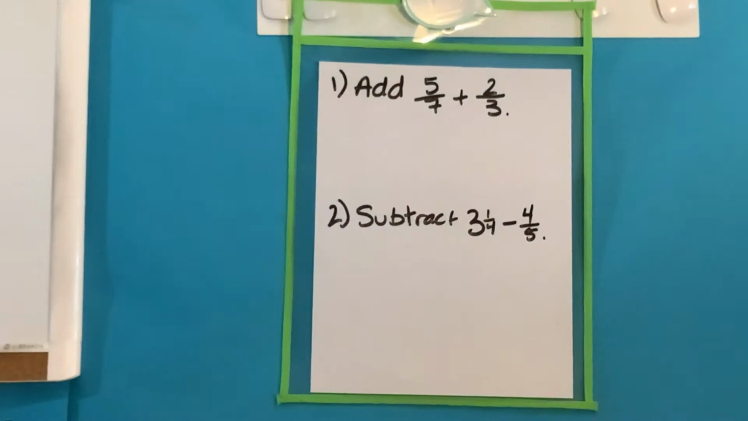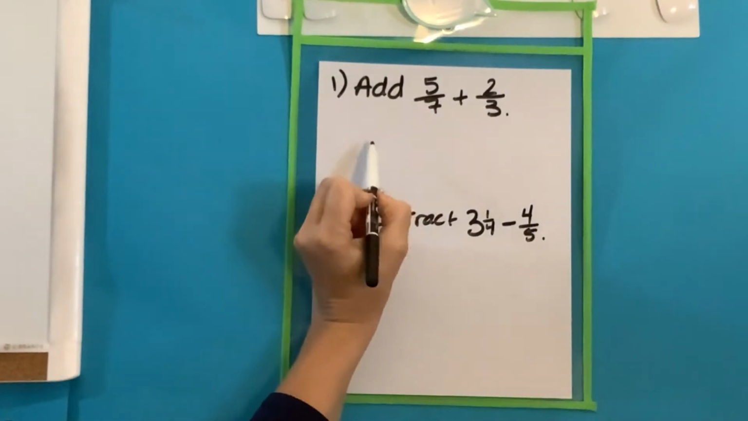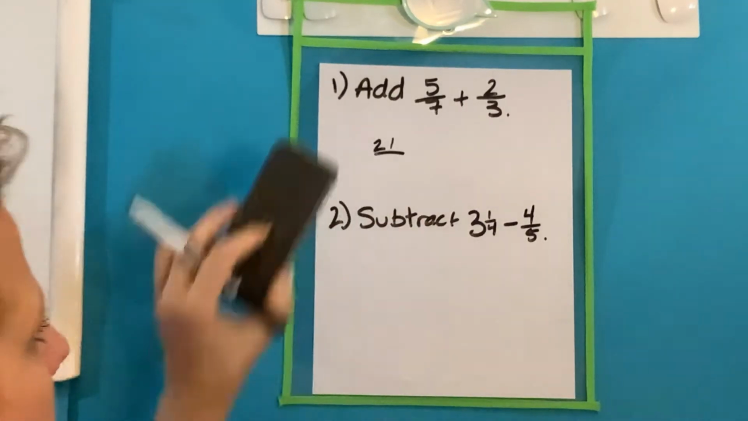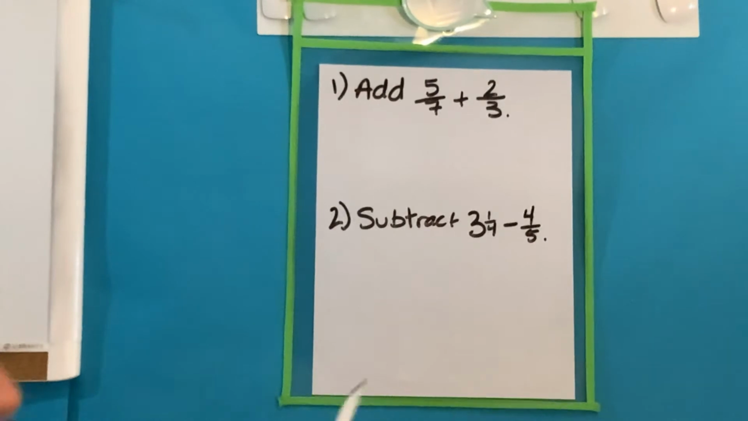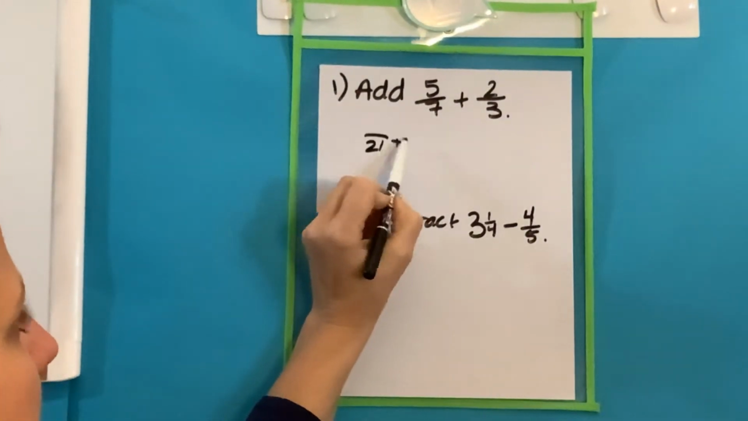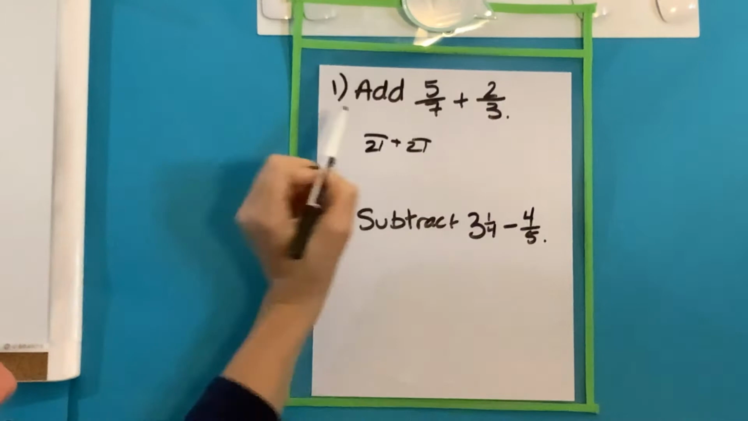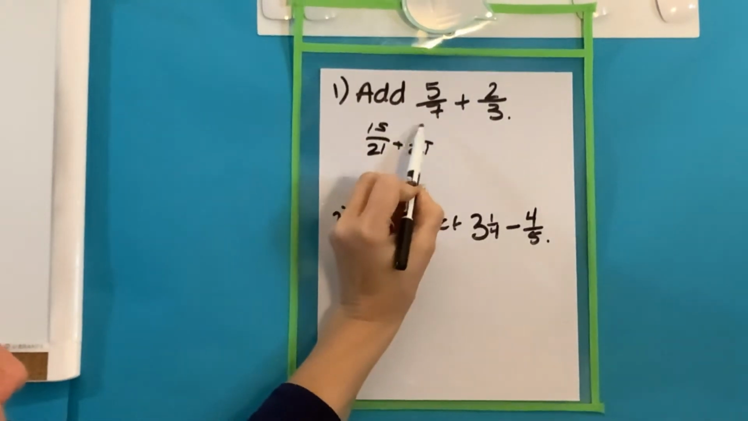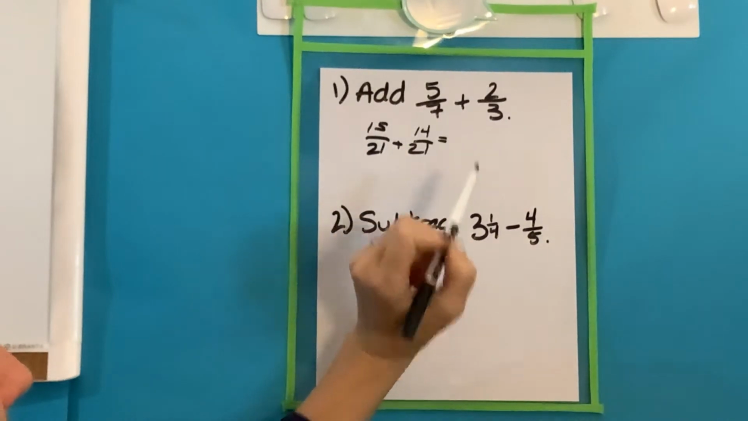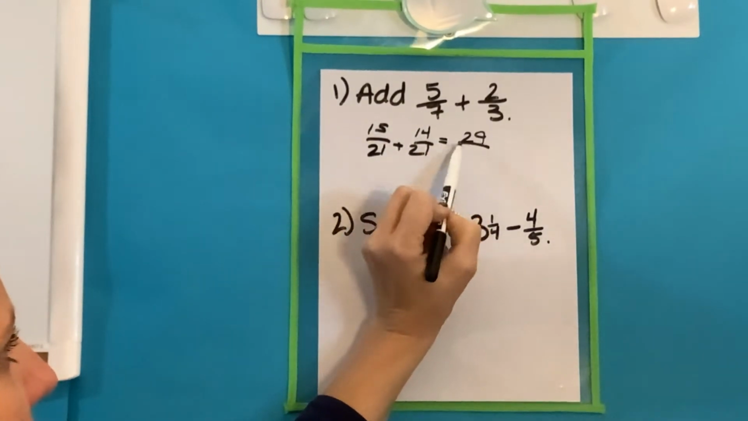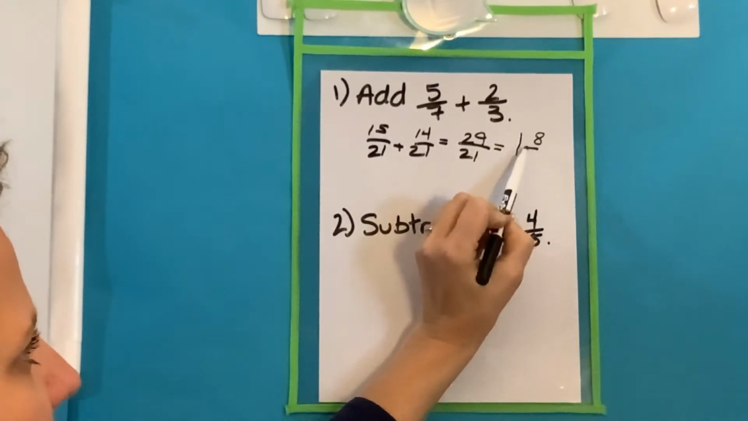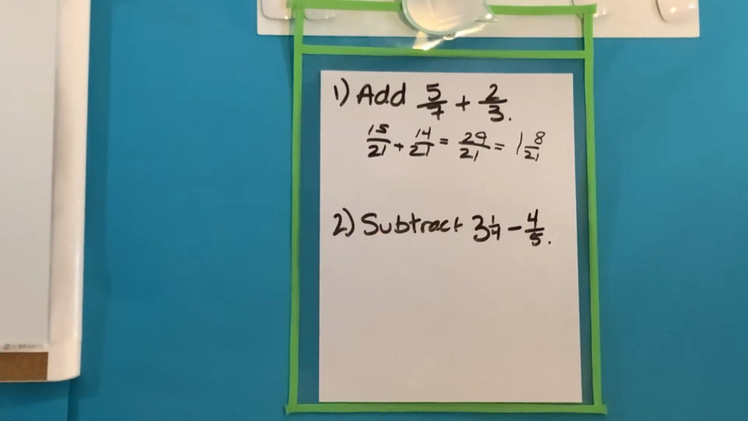So remember, when we are adding unlike fractions, our first step is to find our common denominator, which in this case is 21. So equivalent fractions based on a common denominator. 5/7 should be 15/21. 2/3 would be 14/21. Then we add our numerators to get 29/21. We make it proper, which is 1 and 8/21. Can we simplify? No. So our answer is 1 and 8/21.